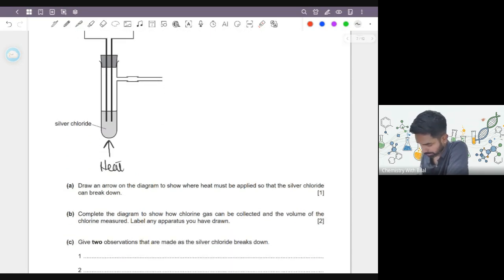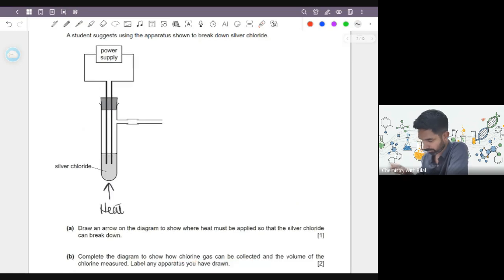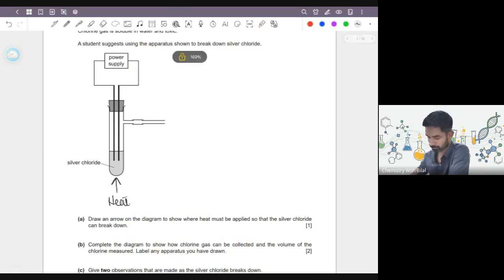Complete the diagram to show how chlorine gas can be collected. So I want everyone to get these 2 marks. Complete the diagram to show how the chlorine gas is collected here. Please complete the diagram for 2 marks, everyone, please.